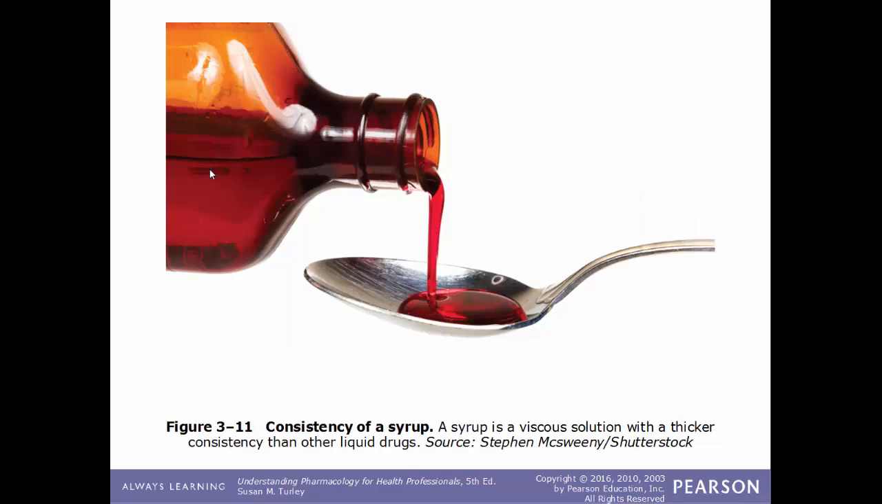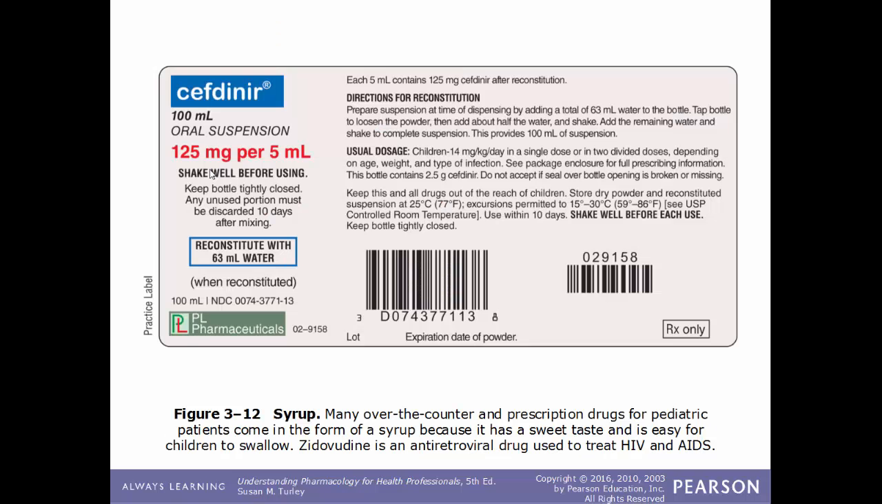Alright, in this image we have an example of a pretty standard looking syrup. It could be cough syrup, for example. A viscous solution, a little bit thicker in consistency than other liquid drugs. Now many over-the-counter and prescription drugs for pediatric patients will tend to come in the form of a syrup because they are sugar-based. So it's easier to have a child swallow something that's sweet as opposed to something that's going to taste very bitter and very harsh. So making a cough syrup taste like cherry or grape makes it a lot easier for the parent or the doctor to administer most pediatric drugs.